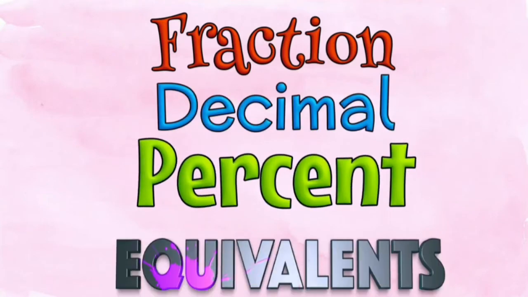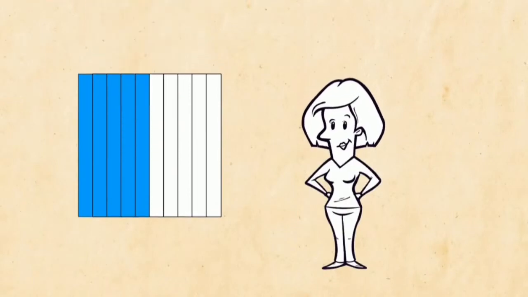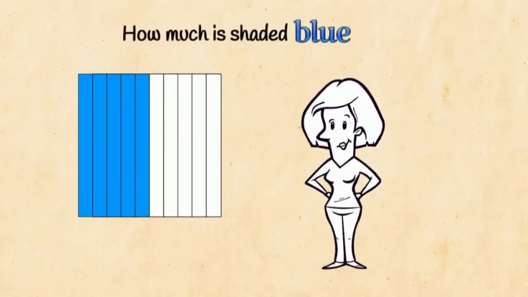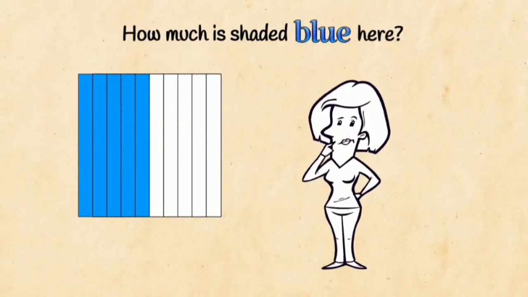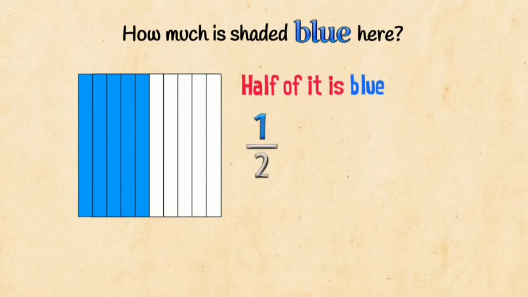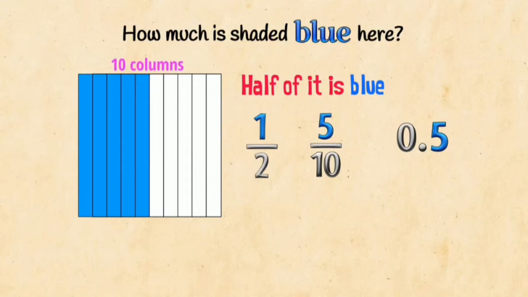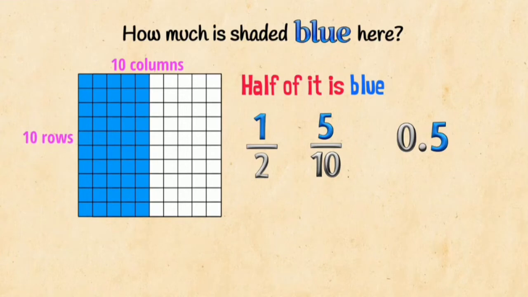Fractions, decimals, and percentages are all equivalents, but different ways of showing part of a whole. Now let's imagine a card with 10 stripes, 5 blue and 5 white. We can be asked to find what part of it is blue. Is it half, or 5 out of 10? And we can also express it as 0.5 as a decimal.